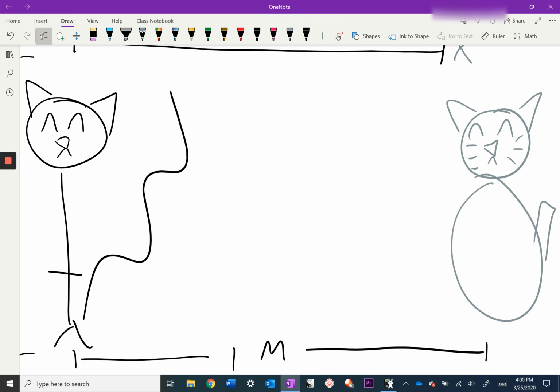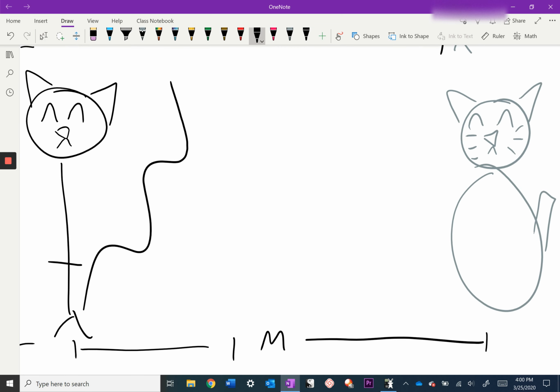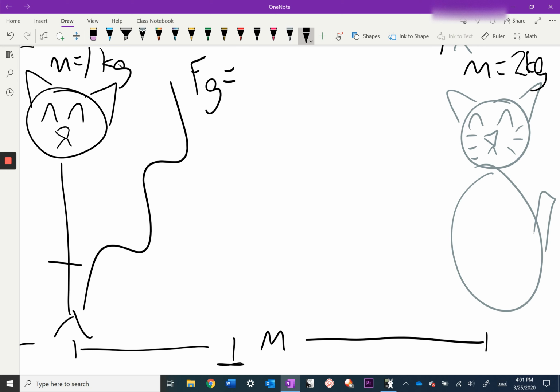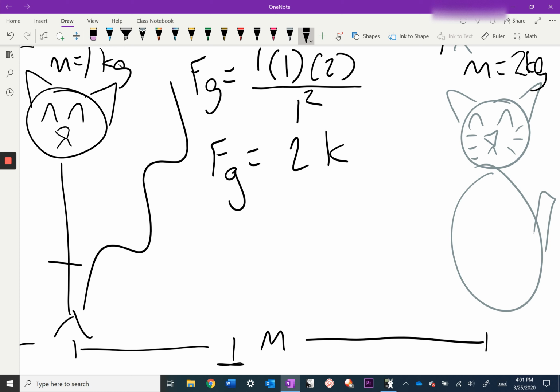Now let's look at things a little bit differently. Cinder still has a mass of 1 kilogram, whereas Heidi is now fat. She has doubled her weight, so her mass is 2 kilograms. Notice they are still 1 meter apart. So let's plug these in. Our force of gravity is equal to 1 times 2 divided by 1 squared. That gives us a force of gravity of 2 kerfluffles.